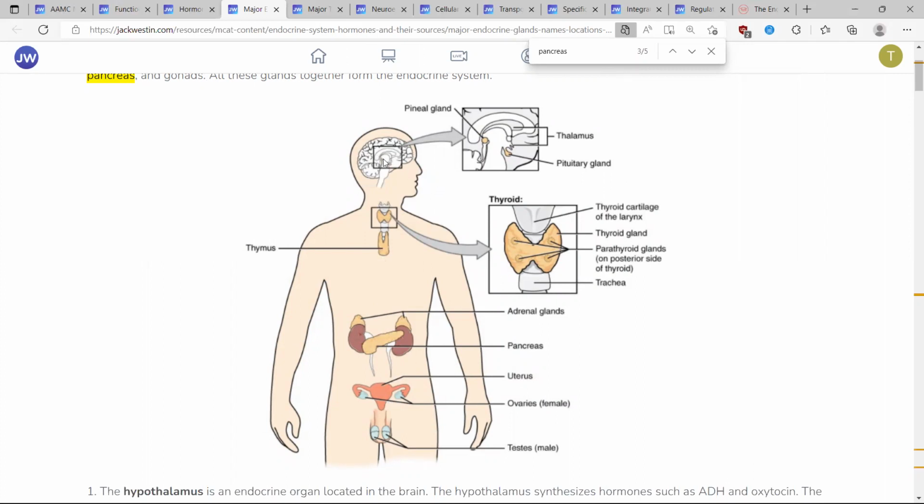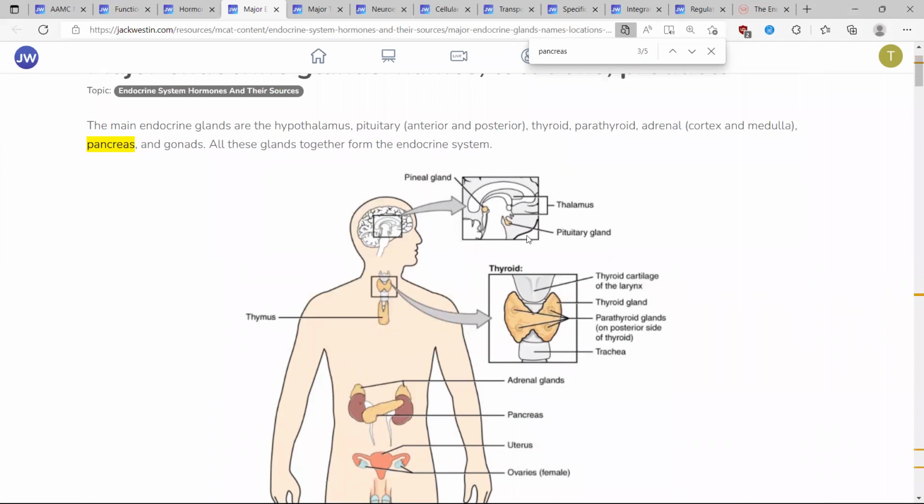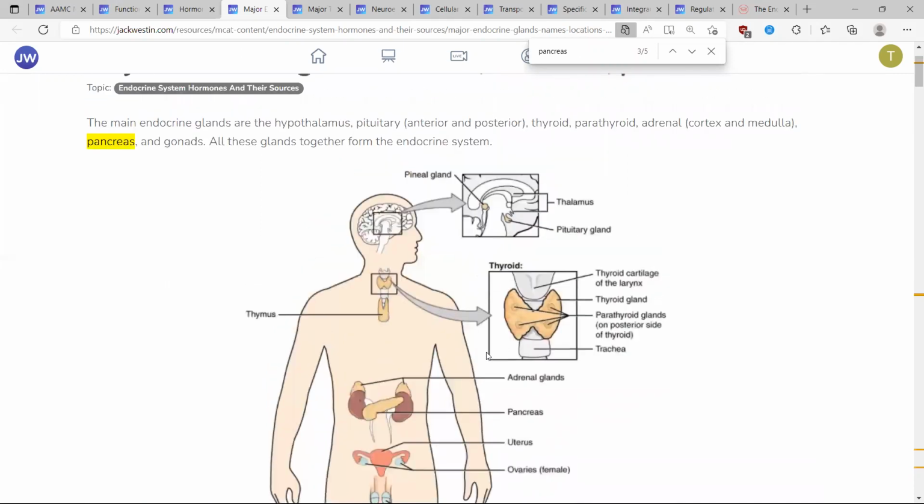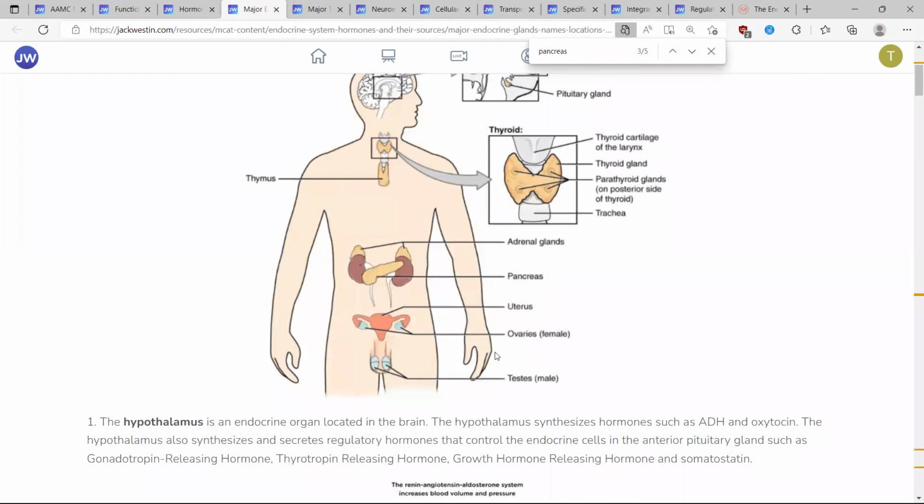So up here in the brain, we have the pituitary gland. Then over here, we have the thyroid and the parathyroid glands. There are these little dots on top of the thyroid. Then going down further, we have the adrenal glands. You see, adrenal, on top of the renal, on top of the kidneys. Then we have the pancreas. Then down here, we have either the ovaries or the testes, the gonads, right?